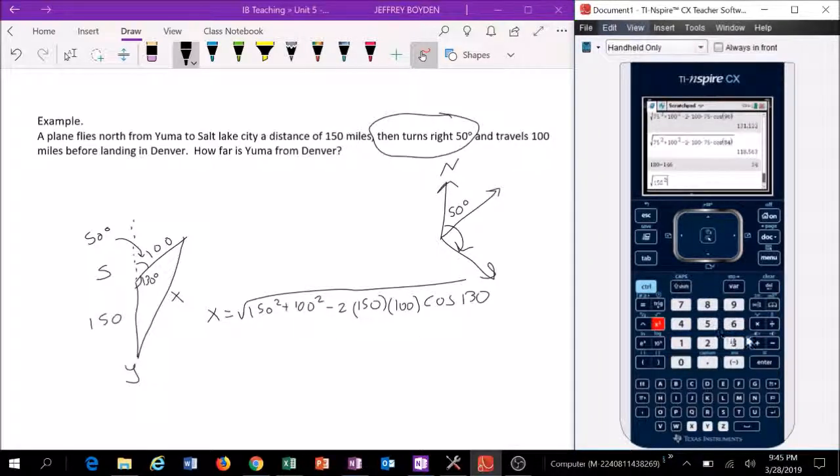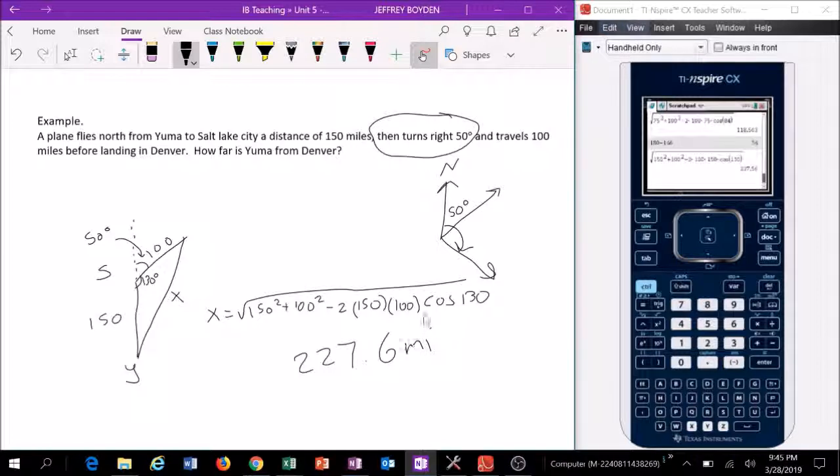150 squared plus 100 squared minus 2 times 100 times 150 and a cosine of 130, and how far is it? 227.6 miles. You should always double check two things before you submit an answer. First of all, does what my calculator says right here match what my math on my page said? Check. Yes, it does. Number two, does the answer I got make sense in context? If that's 150 and that's 100, that's 227. Heck yeah, we're done.